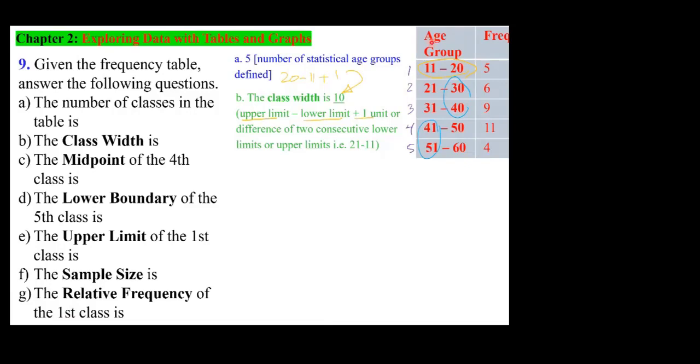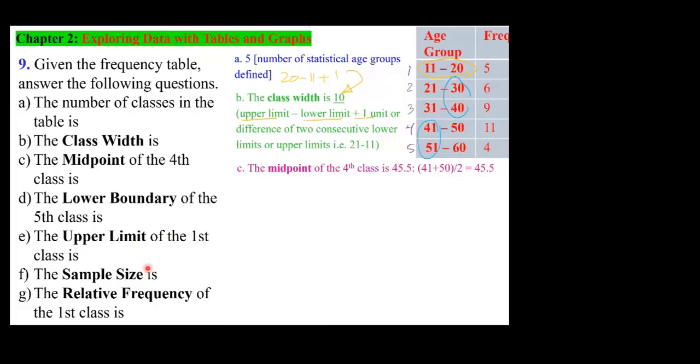By the way, these are lower limits, upper limits, and frequency. So what is the midpoint? In general, you add them up and divide by 2: the lower limit plus the upper limit divided by 2. We want it for the fourth class. 41 and 50, add them up, divide by 2, and you get 45.5. Then there are the lower boundary of the fifth class, the upper limit of the first class, the sample size, and so on and so forth.